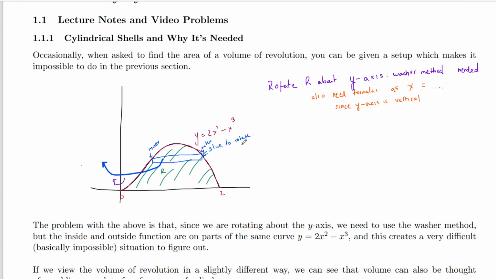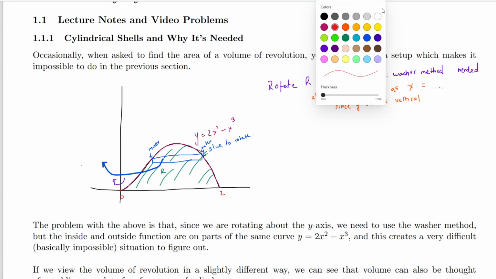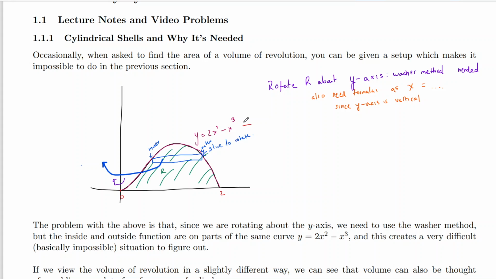But also a bigger problem is that because you're rotating around a vertical axis, go back to your notes and look at the last section, you need the formulas as x equals. So we would have to solve this equation for x. And this is extremely difficult to do. It's possible, but it would take an extremely long time. A lot of techniques would go into it.